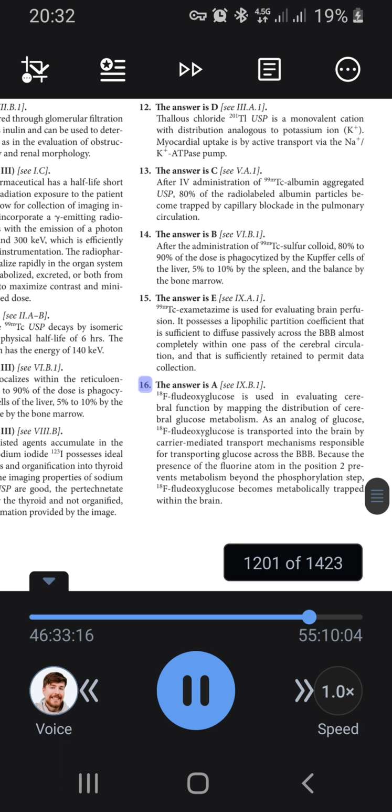16. The answer is A, CIXB1. 18F fluorodeoxyglucose is used in evaluating cerebral function by mapping the distribution of cerebral glucose metabolism. As an analog of glucose, 18F fluorodeoxyglucose is transported into the brain by carrier-mediated transport mechanisms responsible for transporting glucose across the blood-brain barrier. Because the presence of the fluorine atom in position 2 prevents metabolism beyond the phosphorylation step, 18F fluorodeoxyglucose becomes metabolically trapped within the brain.